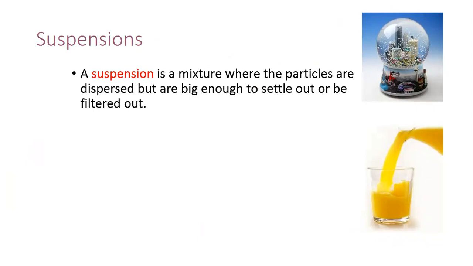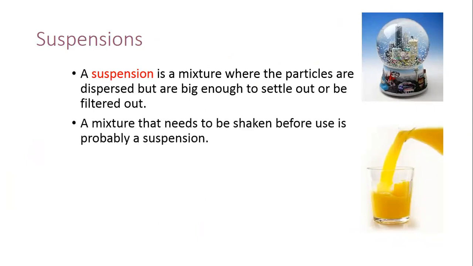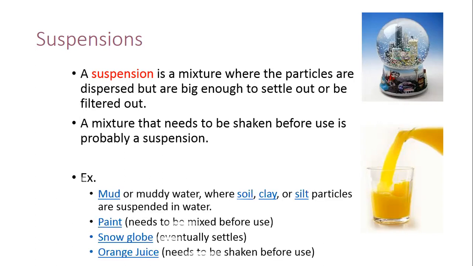or be filtered out. A mixture that needs to be shaken before use is probably a suspension, such as fruit juice. Examples: mud or muddy water, where soil, clay, or silt particles are suspended in water. Paint needs to be mixed before use. A snow globe, like this, eventually settles. Orange juice needs to be shaken before use.